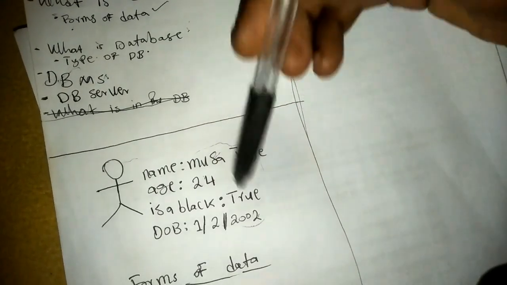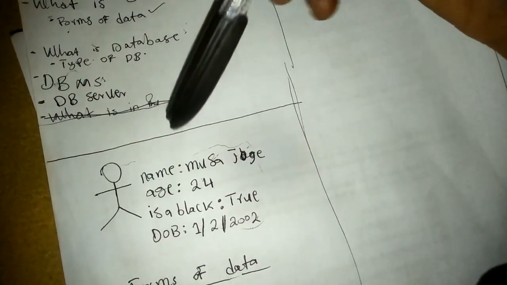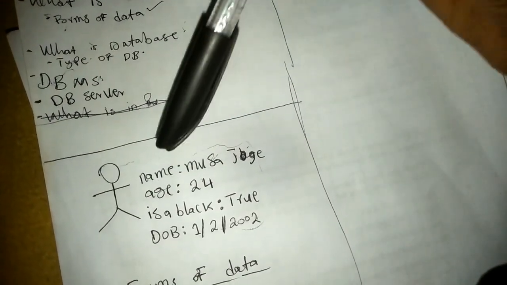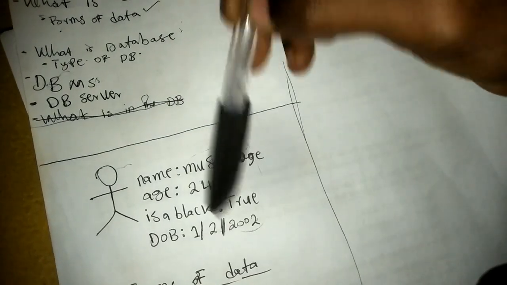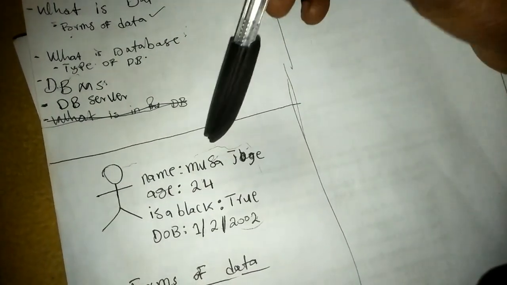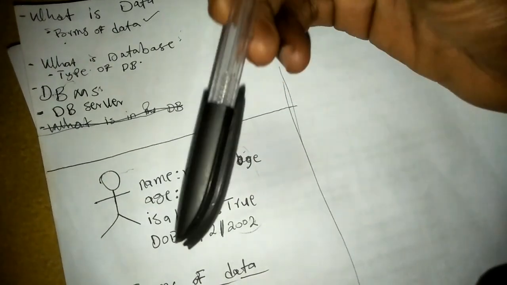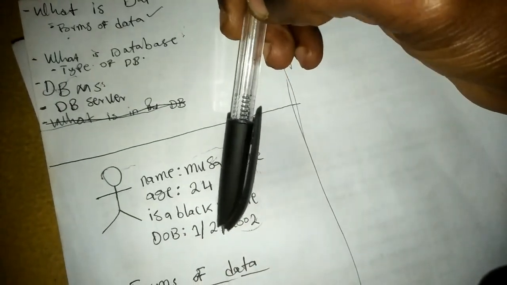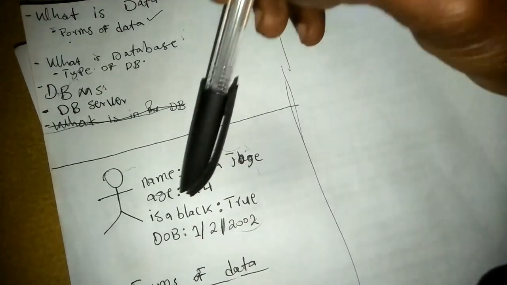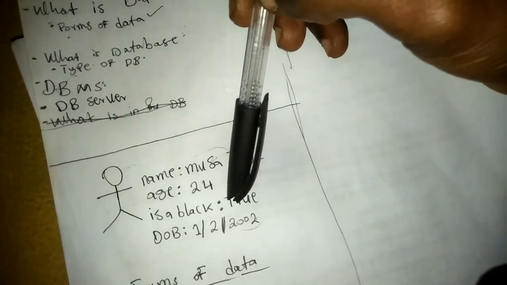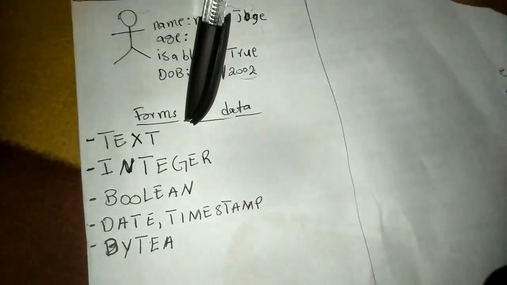So you see, this is data, and the database is just a memory that will store all this data: the name, the age, the black thing, and the date of birth. That's what a database is all about. It's just about storing this data. So moving on, we have forms of data.